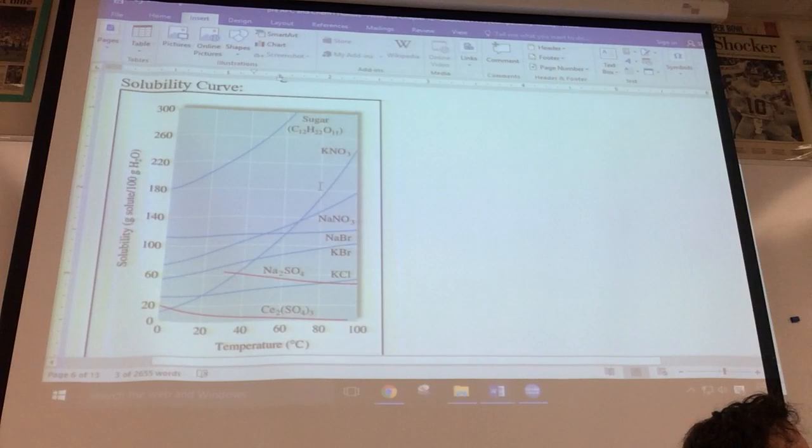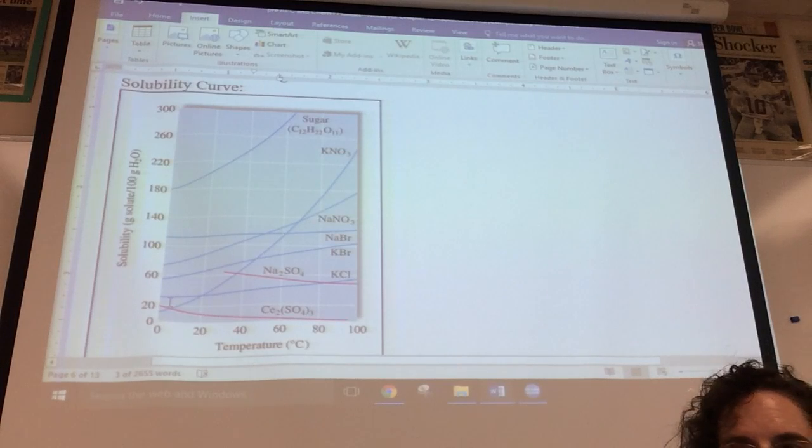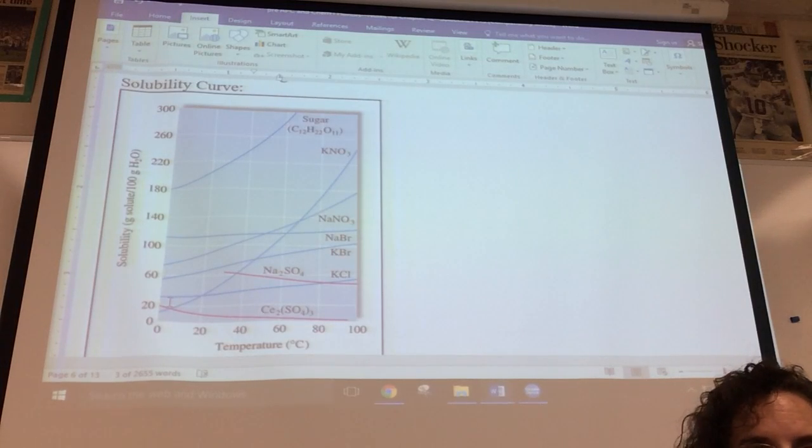340. If you were looking at potassium chloride shown here, and you dissolved 100 grams of potassium chloride at 40 degrees Celsius, would that solution be super, or just saturated? Supersaturated, because you'd be above its line. All right, so those are the types of questions that you can ask and that you will see in your classwork.